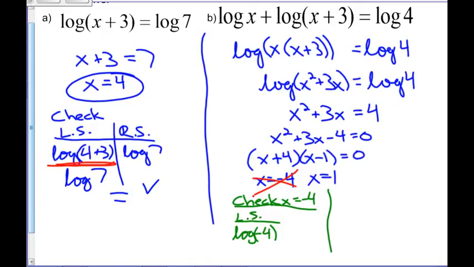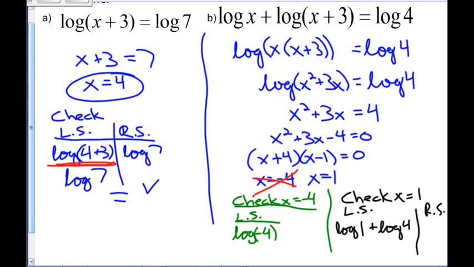We also have to check whether 1 is a solution. So check x equals 1. The left side would be log of 1 plus log of 4, and the right side would be log of 4. Now you can verify that that's actually true, but the main thing here is that nothing illegal happened. You're allowed to take the log of 1, you're allowed to take the log of 4. They're not negative numbers or 0. So this is going to work out. So that is a solution. X equals 1 is the only solution.